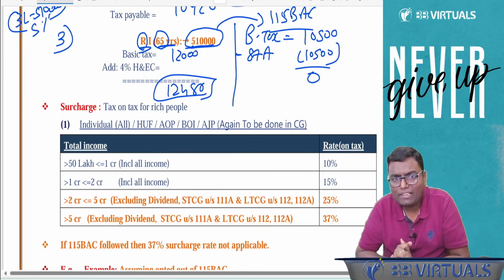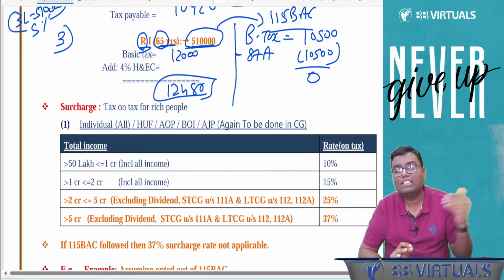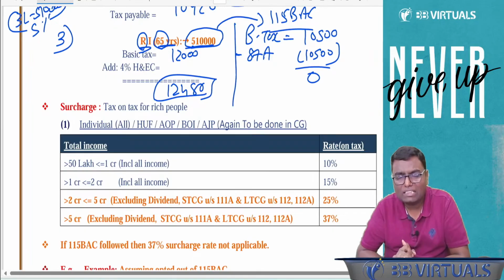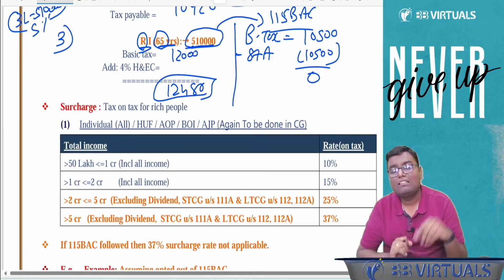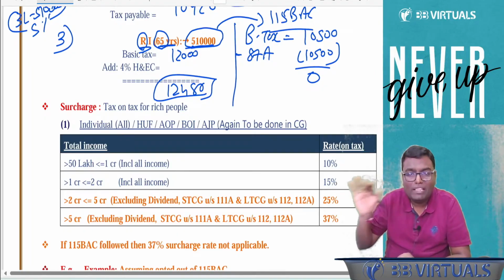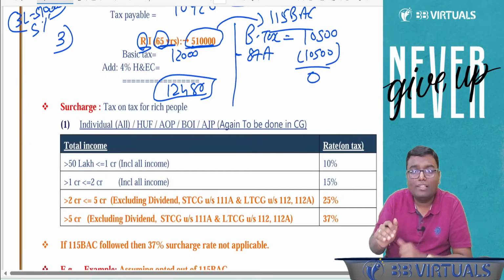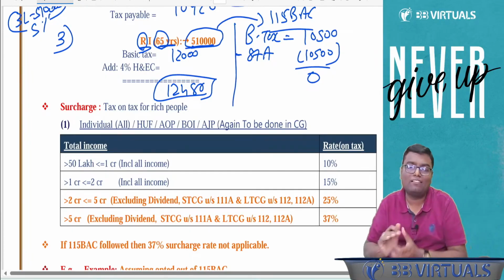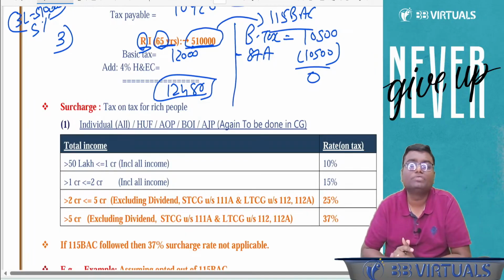Surcharge does not have any section. It comes every year in the budget. What is surcharge? In an easy manner, surcharge means tax on the tax for rich people. So middle class is getting discount, rich people are getting further tax. And that is called surcharge. Tax on the tax for rich people.